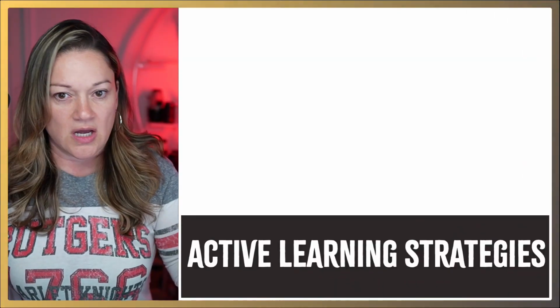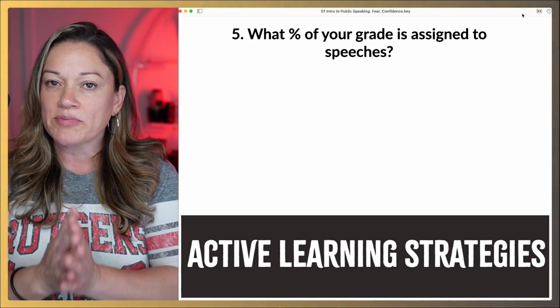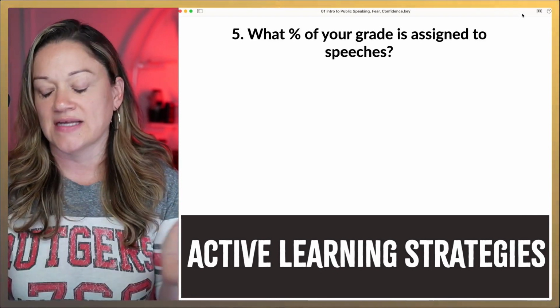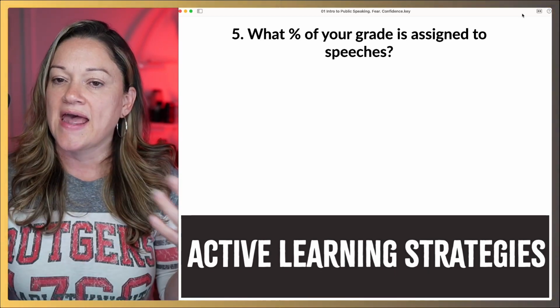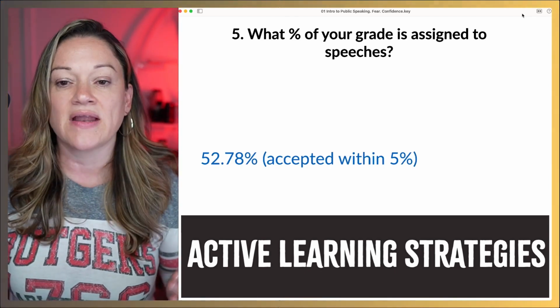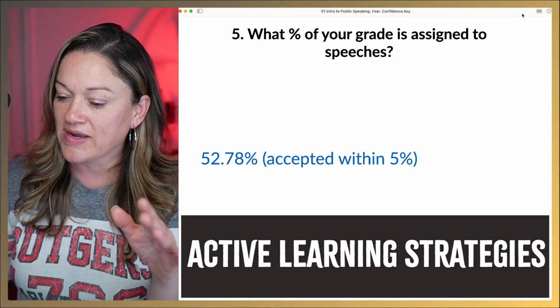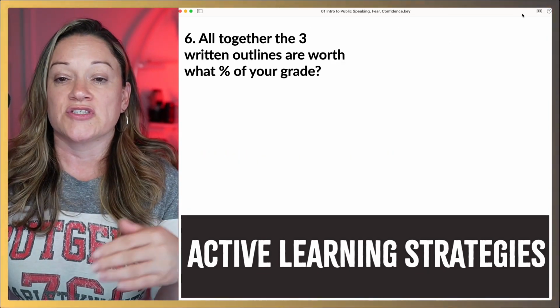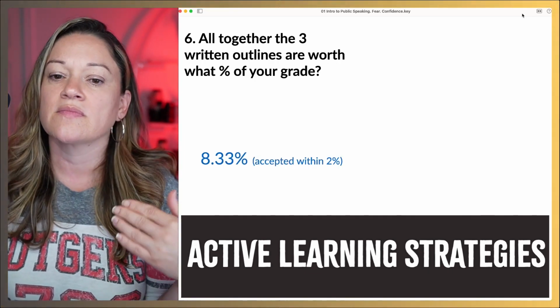On my screen, I will project the slides, and I will ask a question. For example, what percentage of your grade is assigned to speeches? I'll have all the teams write their answers. I give them 10 seconds, and then boom, questions are answered, and we'll go around the room, and then I will reveal the correct answer. In my case, it's 52.78%. People get the right answer. Next question: altogether, the 3 outlines are worth what percentage of your grade?